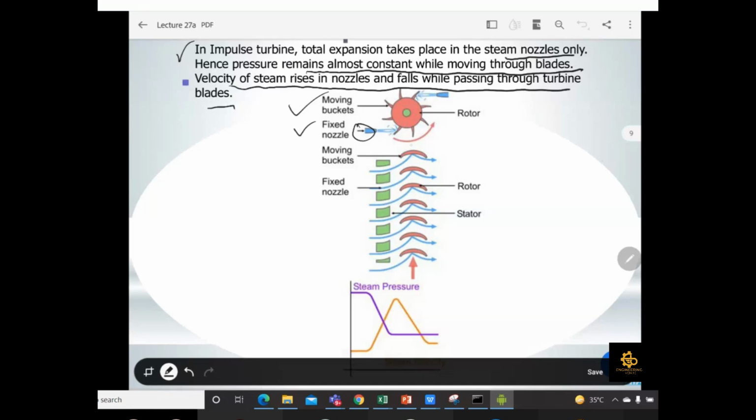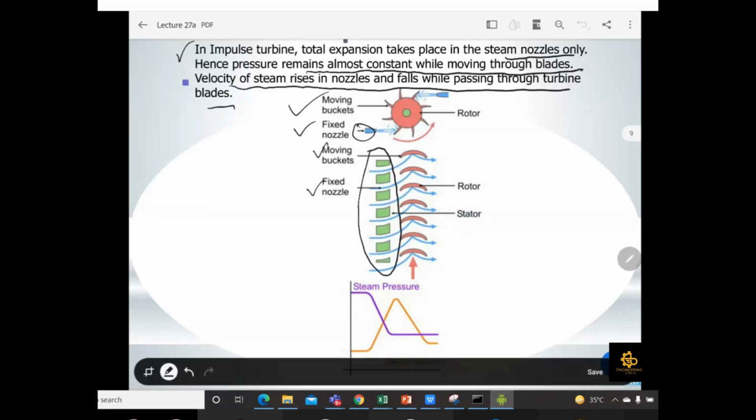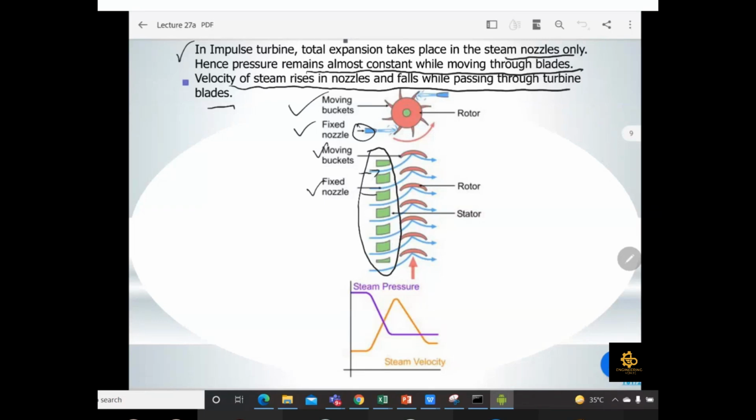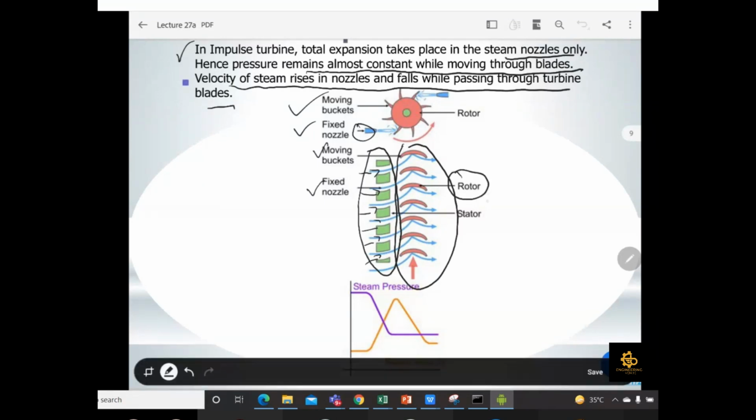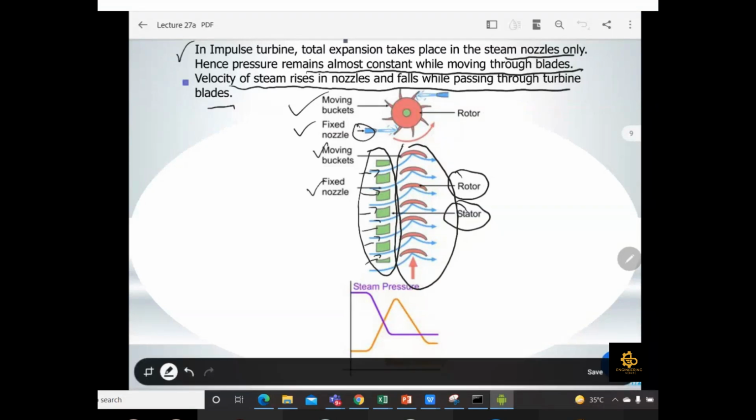If we take a look from the section point of view, this is the section, and this is your nozzle. For example, these are nozzles from where your fluid or steam is coming in, and this is your blade, the moving blade. So this is the rotor. The moving section is called the rotor and the stationary section is called the stator in this case.